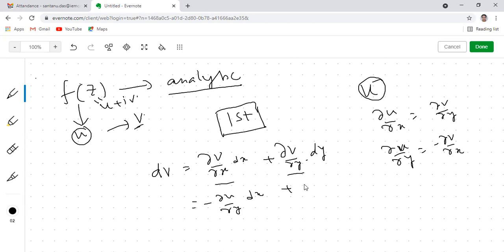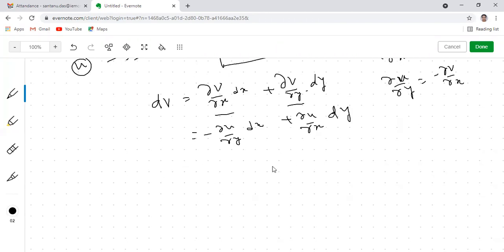Why can we do so? Because the function f(z) we need to identify is given as an analytic function, so the partial derivatives satisfy the Cauchy-Riemann equations. Here we need to identify v. We have expressed v in that form, but del v del x and del v del y are unknown to us. That's why we are transforming this in terms of u and the partial derivatives of u, because u is known to us.